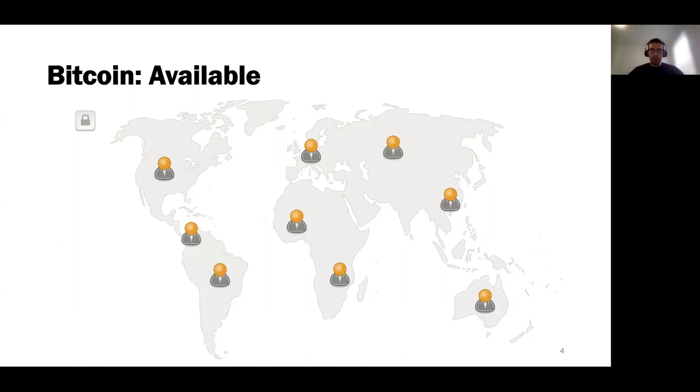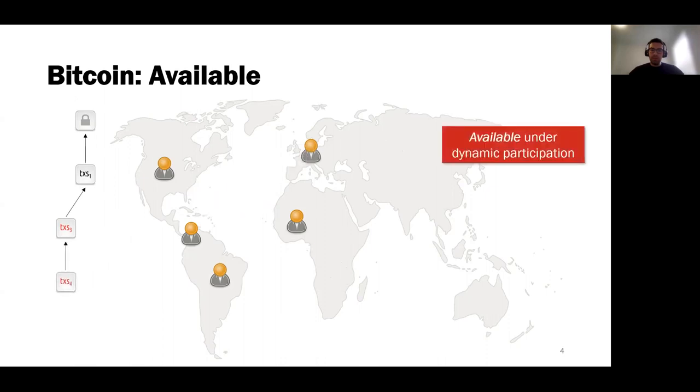In Bitcoin, miners propose blocks on the tip of the longest chain in their view. Even if a large fraction of the miners go offline, the remaining miners would be able to extend the longest chain. Thus, Bitcoin provides availability under dynamic levels of participation, as liveness would not stall even when a large fraction of the validators go offline.